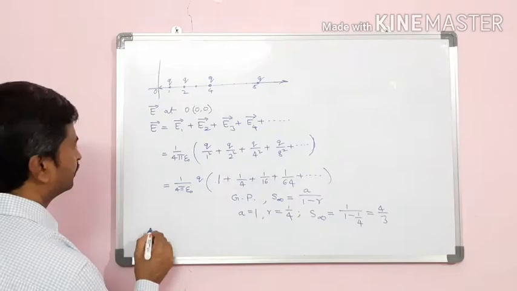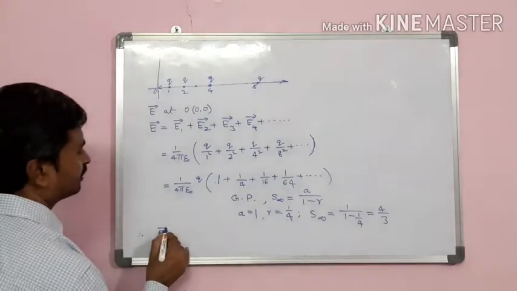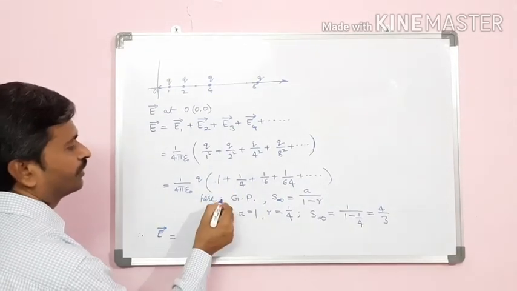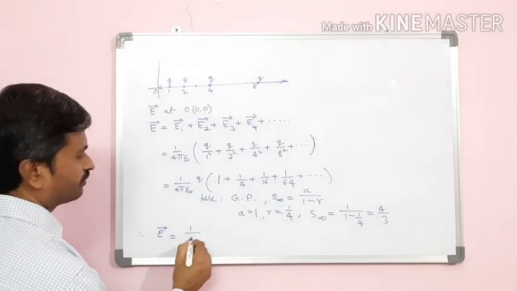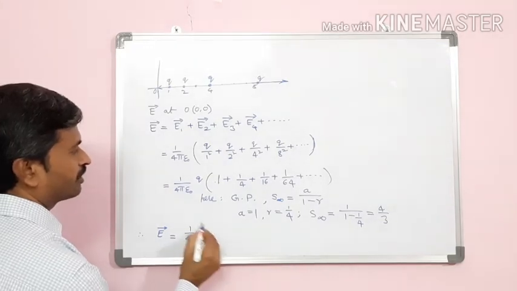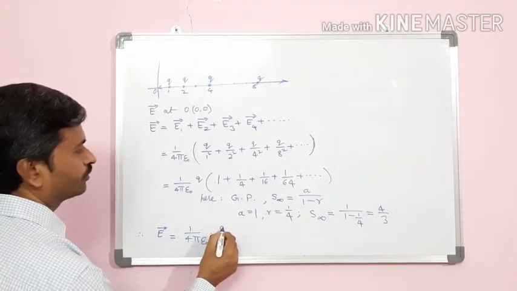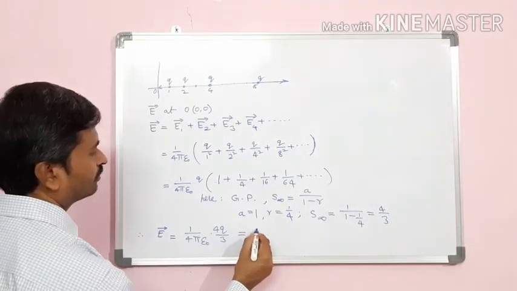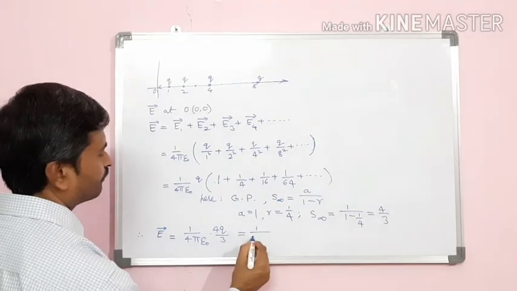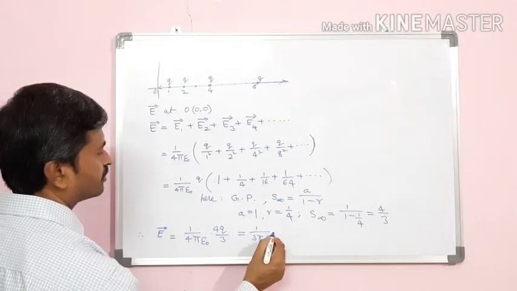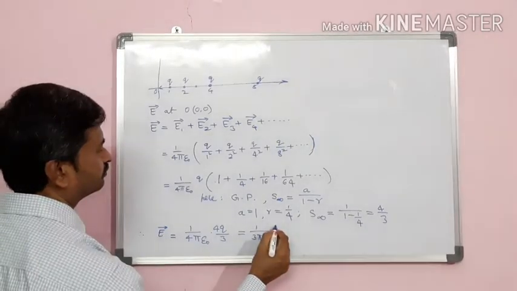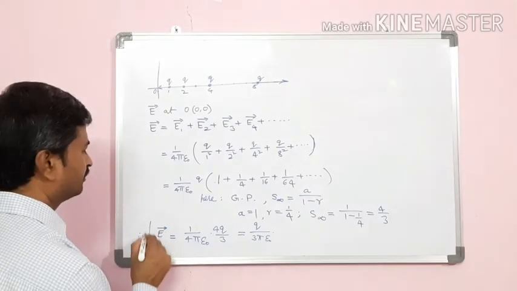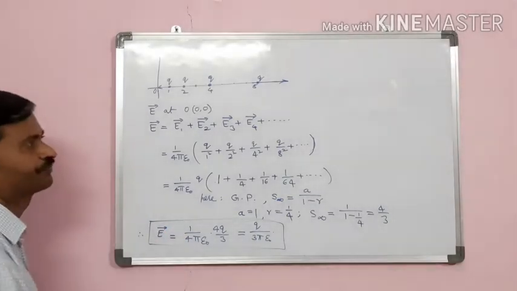Therefore, we write electric field E is equal to 1 by 4 pi epsilon naught into Q into 4 by 3. That is equal to 1 by 3 pi epsilon naught into Q. Or simply you can write Q by 3 pi epsilon naught. This we can understand from this.